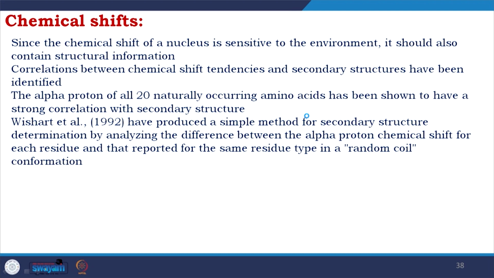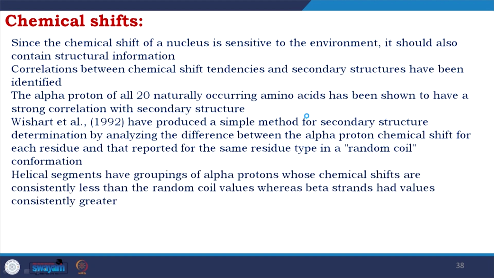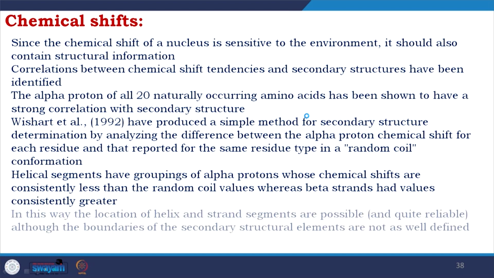So, they are taking the alpha proton chemical shift from the secondary structure, and they are comparing them with a random coil. Helical segments have groupings of alpha protons whose chemical shifts are consistently less than the random coil values, whereas beta strands had values consistently greater. So, you could get the standard and you could differentiate them. In this way, the location of helix and strand segments is possible and quite reliable, although the boundaries of the secondary structural elements are difficult to determine.